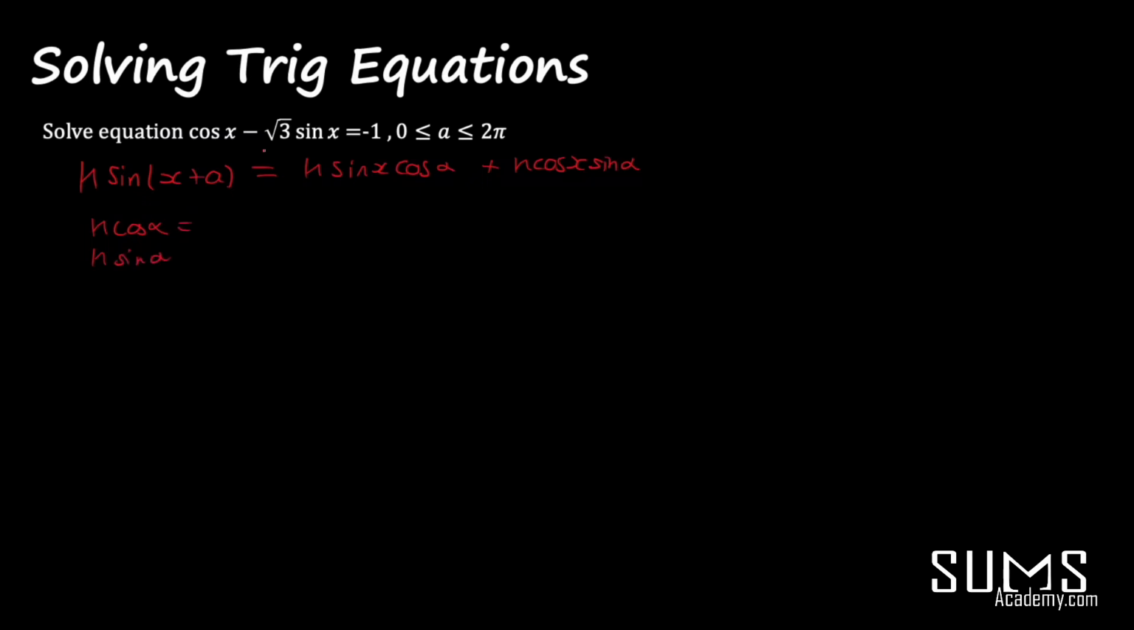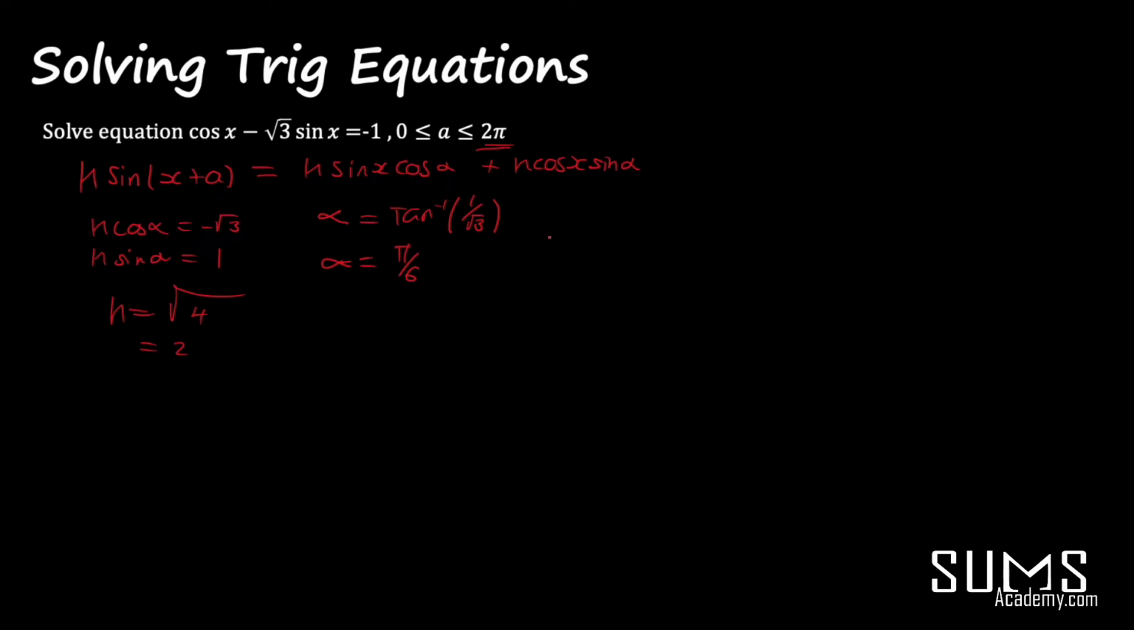So k cos alpha is going to be minus root 3, and then k sin alpha is just 1. So k is going to be equal to root of root 3 squared, which is 3, plus 1 squared, which is 1. So this is going to be 2, and then alpha is going to be equal to tan inverse of 1 over root 3. Remember, now we're working in radians. Okay, so put that in your calculator, or you may well spot this as one of your exact angles. It's 30 degrees or pi over 6.